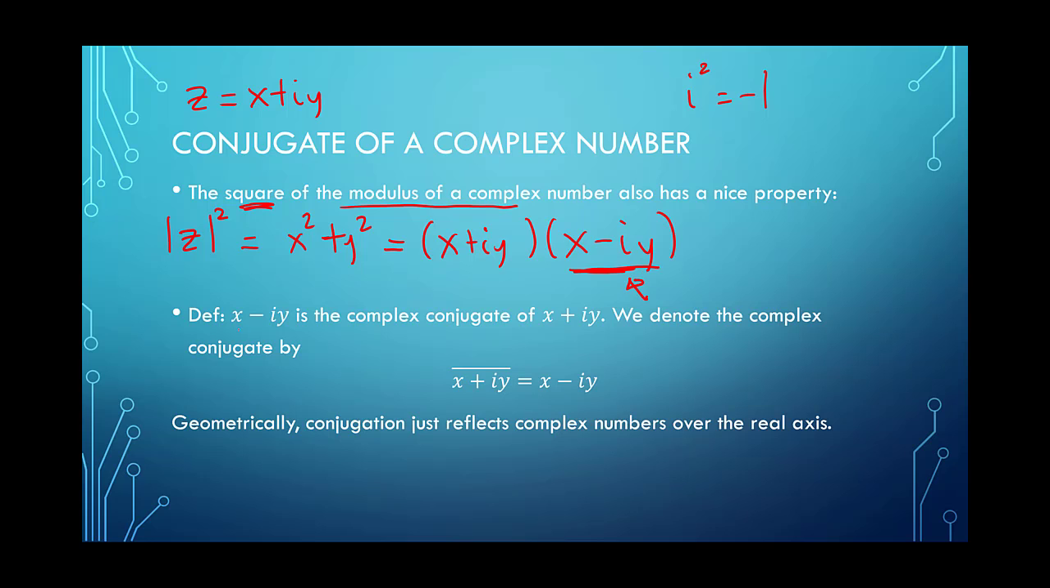So, definition: x minus iy is the complex conjugate of x plus iy. And we usually denote conjugates with this horizontal bar here. So the complex conjugate of x plus iy is equal to x minus iy. So basically all you're doing is taking the imaginary part and changing the sign. So the conjugate changes the sign of the imaginary part.